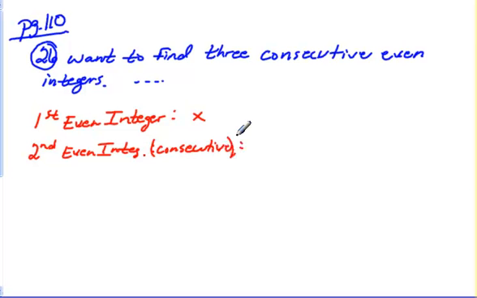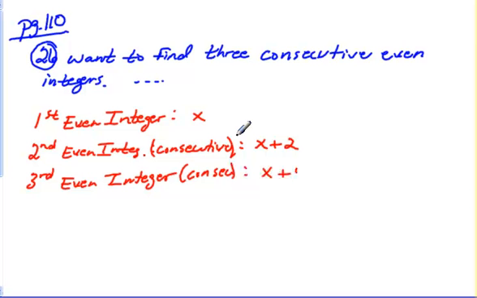What's the formula regarding the x? X plus what? X plus 2. Okay, so on these, you do the exact same thing. You just define it like this. And for the third even integer, also consecutive, it's x plus what? 4.